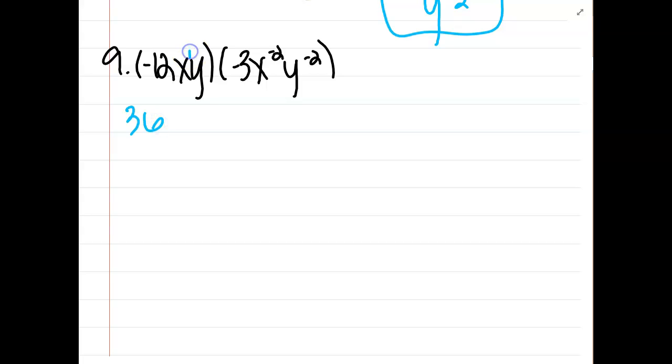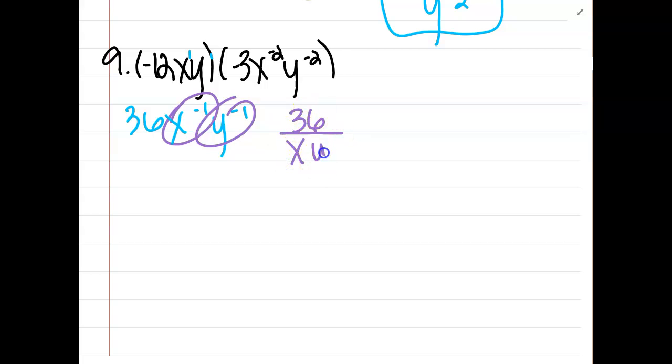When I take x to the 1st times x to the negative 2nd, I would get x to the 1 plus negative 2 is negative 1. And actually, same thing happens with the y's, right? Y to the 1st times y to the negative 2nd, 1 plus negative 2, also going to give me y to the negative 1st. Which is not your final answer because I have negative exponents, so what needs moved here? Yeah, the x and the y. The 36 stays, the x moves down, and the y moves down.